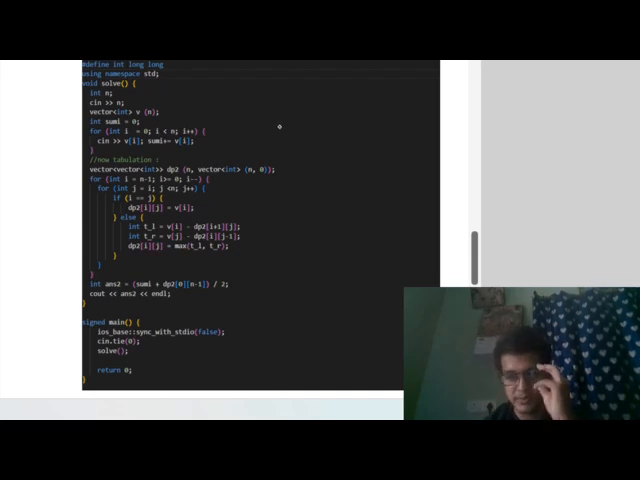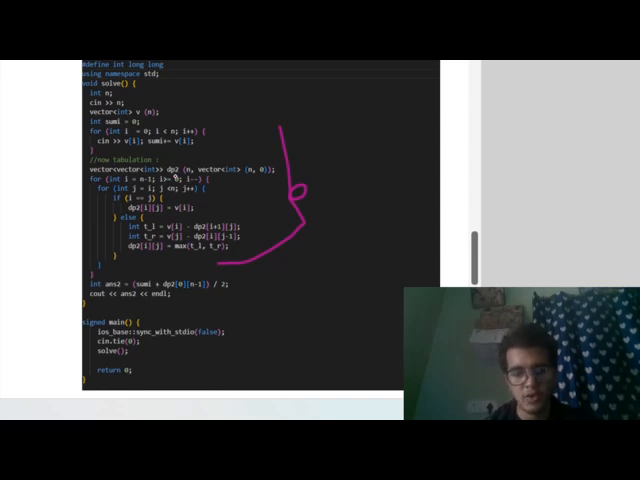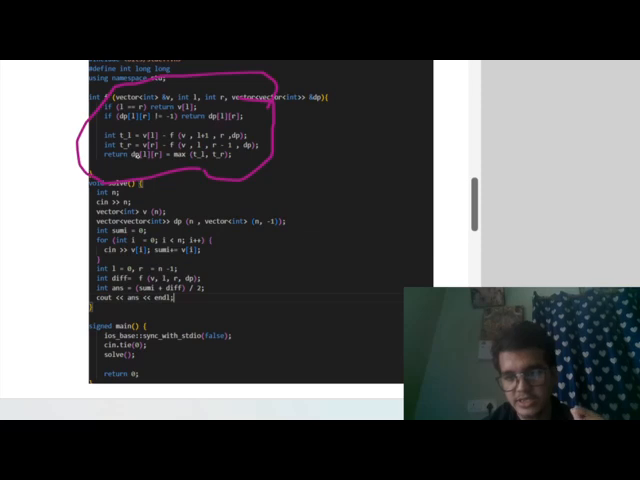So this is the tabulation method. What we have done here is created a 2D vector of dp where all the numbers are initially marked as 0 because we haven't calculated them yet. Now we have run the two loops. Okay, now just see what we were doing in this memoization one. This part.